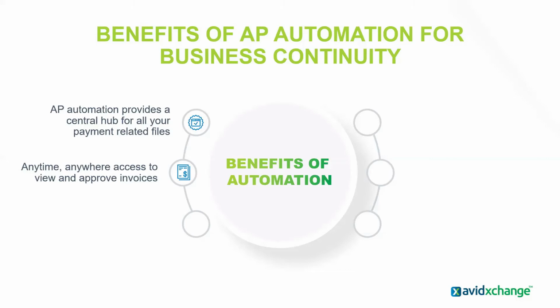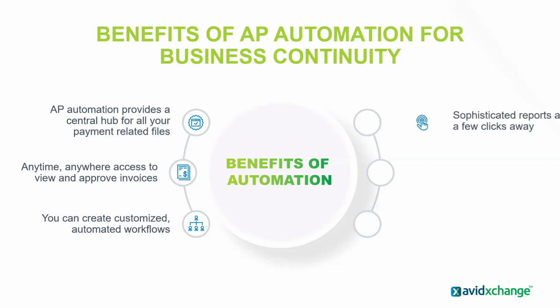Aaron, you mentioned earlier, as long as there's an internet connection, something like AP automation or AvidXchange is a benefit, as long as they can access it. You can create customized automated workflows. So even if you don't have employees in the office, from an automation standpoint, AvidXchange and the AP automation process will allow you to send invoices, capture them, send them through customized workflows, regardless of where the employee is: home, beach, wherever they may have drifted to during this time.